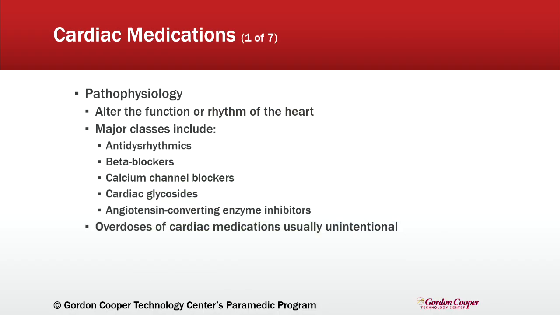So another one of the categories that is a biggie is these cardiac medications, because they can have severe effects on the body when they reach toxic levels. The major classes of these drugs, of course, are going to include those antidysrhythmics, beta blockers, calcium channel blockers, cardiac glycosides, and angiotensin converting enzyme inhibitors, or ACE inhibitors as they're commonly called.